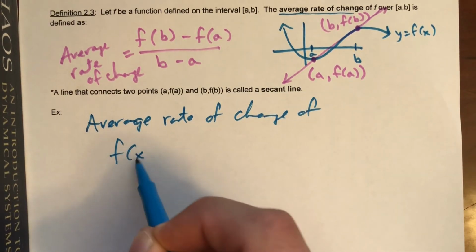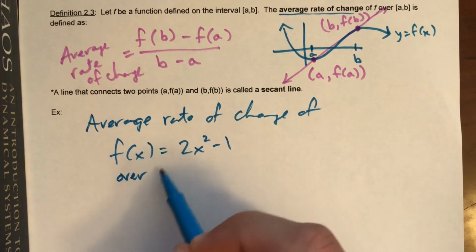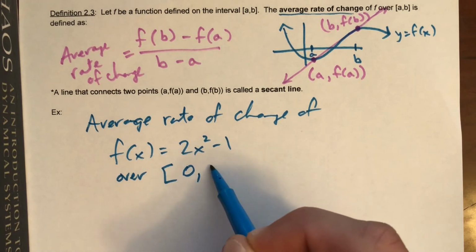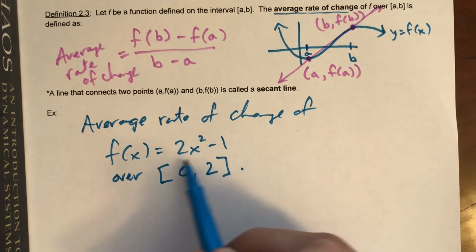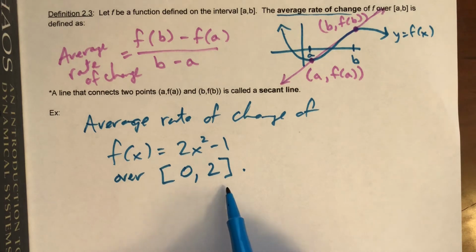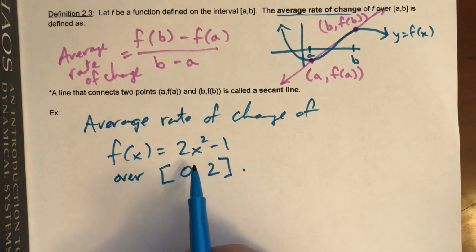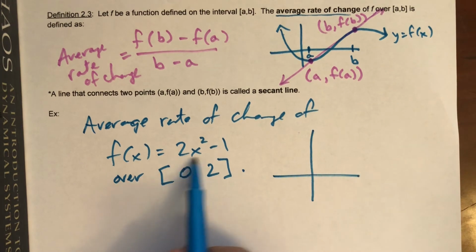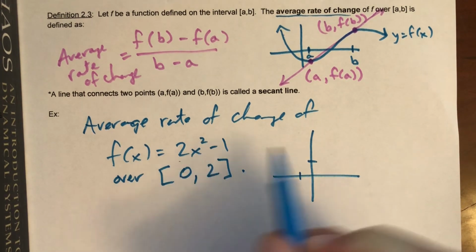And let's have some function here, I don't know, 2x squared minus 1 over the interval, let's say 0 to 2. So we want to find the average rate of change of this function here from 0 to 2. So if we were to draw a picture of this, we can definitely draw a picture of this, right? Because we know kind of what that shape looks like, and we can plug in a bunch of x values if we want to. If I put in -1, I'm going to get 1, right? -1 squared is 1 times 2 minus 1 would be 1.